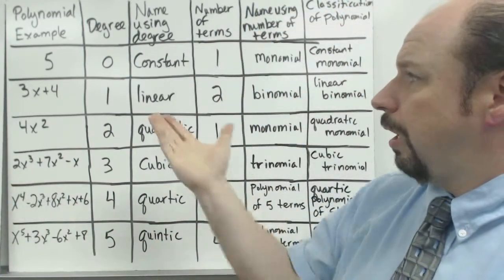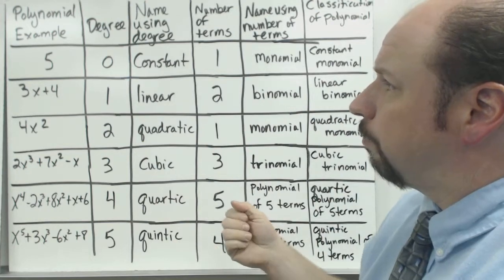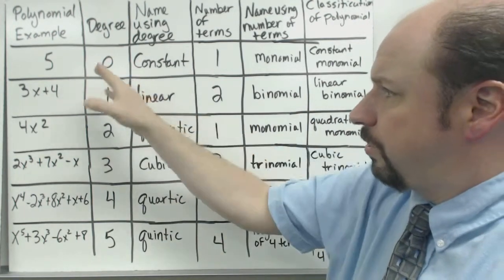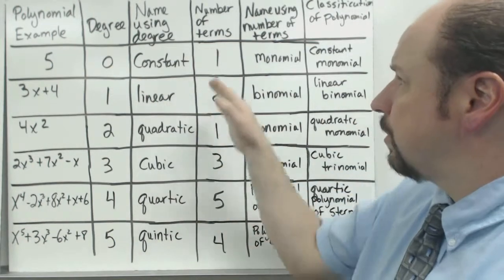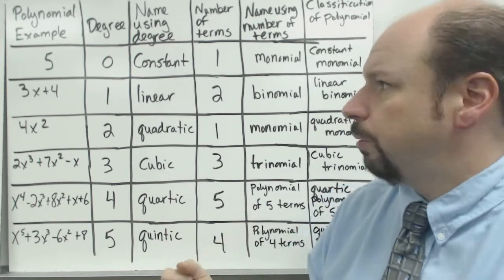Okay, polynomial. So here is a chart. You might want to have this chart in your notes. So in this chart, we just talk about the different degrees of polynomials and the number of terms, and how we might name them based on degree and number of terms.